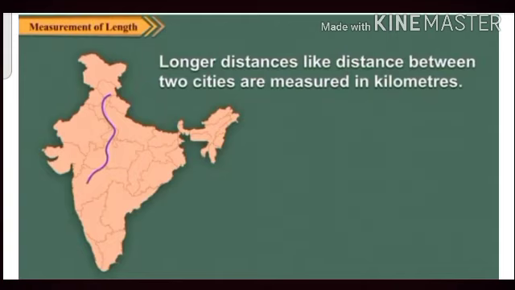And then the last one, the longer distance. See here to here. The distance from one state to another state. The longer distance, like the distance between two cities or from one place to another place, Chennai to Ramnad. Two cities like this are measured in kilometers. The short form of kilometer is K.